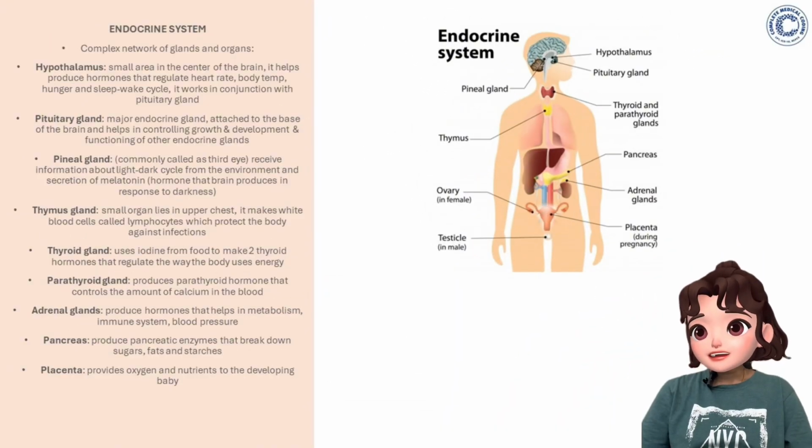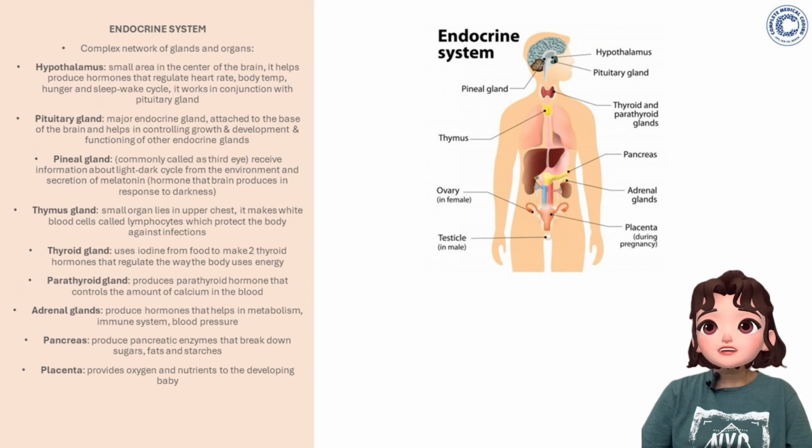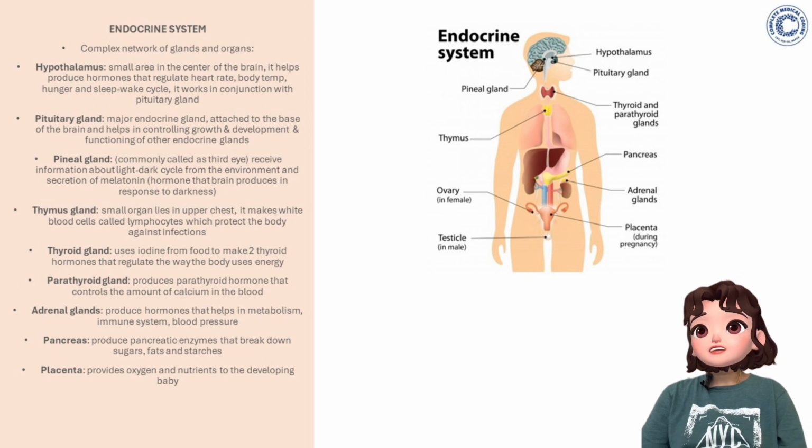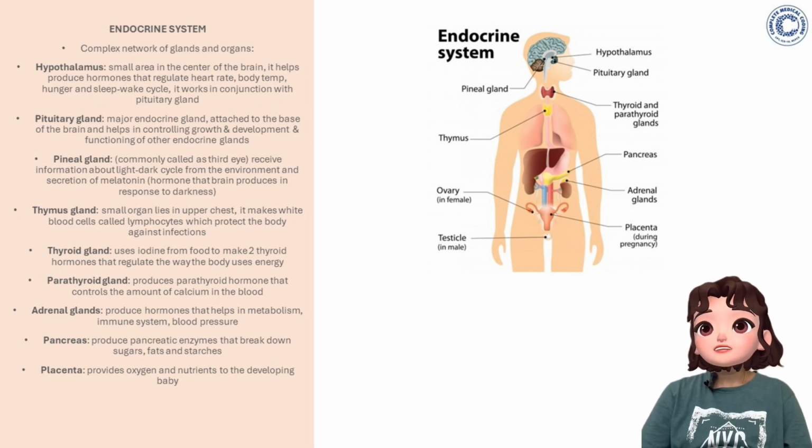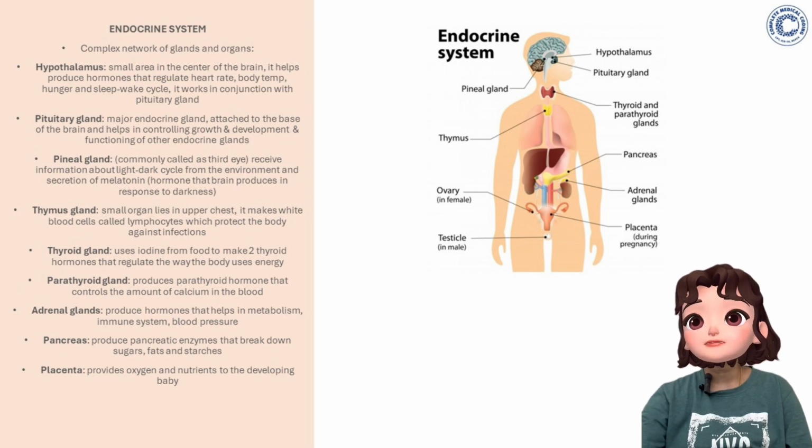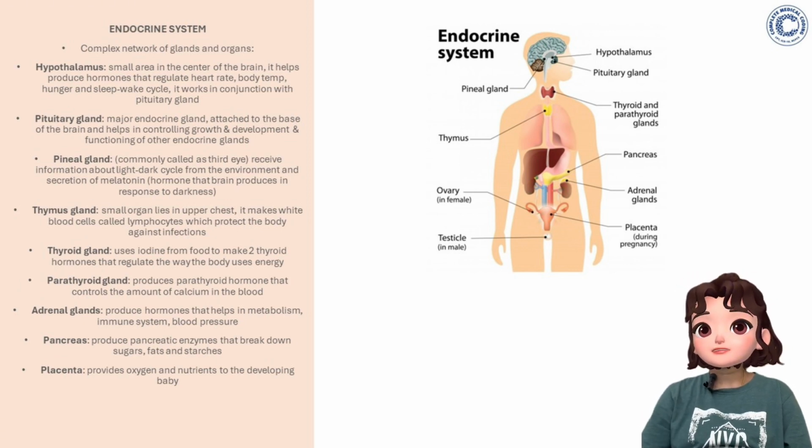Now comes the endocrine system, and the major glands. The endocrine system is a complex network of glands and organs. Hypothalamus, just look at the picture. The hypothalamus is a small area in the center of the brain. It helps to produce hormones that regulate heart rate, body temperature, hunger, and the sleep-wake cycle. The hypothalamus works in conjunction with the pituitary gland.